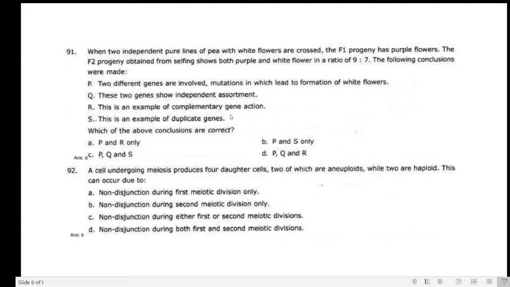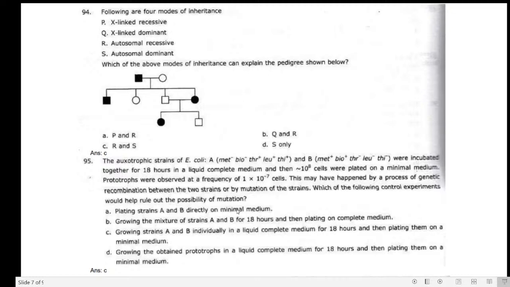This is the reason. Next one, the cell undergoing a meiosis produces 4 daughter cells, 2 of which are aneuploid. Division only, non-disjunction during second meiotic division. Okay, this is a reason.